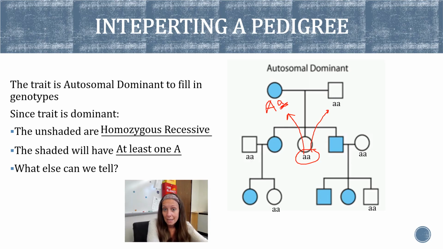Makes sense? I can look at this one. This has to have a dominant letter, right? I don't know what's next. Well, if I look at the parent, it only has two little a's. So the parent had to have given them a little a. Or if I look at their kid, they have a kid who's homozygous recessive. So they had to have a little a to give to their kid, right? You can go back and forth with it and figure out different things once you know. And I told you it was autosomal dominant, all right?